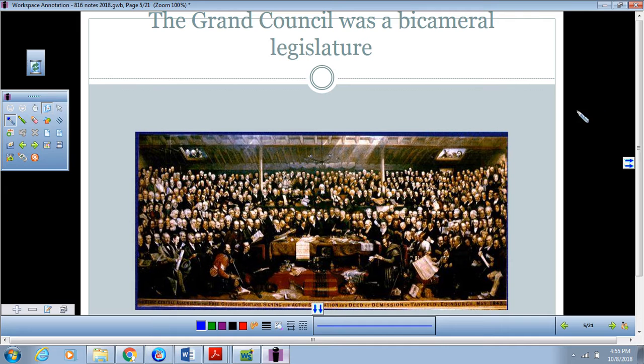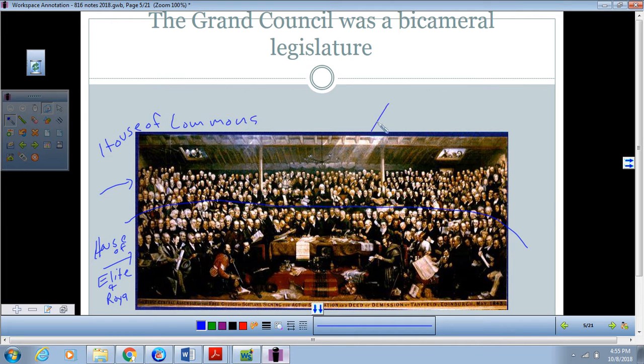So, the Grand Council was bicameral. If you picture, let's picture we have 2 groups here. We have the House of Lords on the bottom, or let's just call it the House of Elite and Royal. And then we'll have the House of Commons with the common people being represented back here.